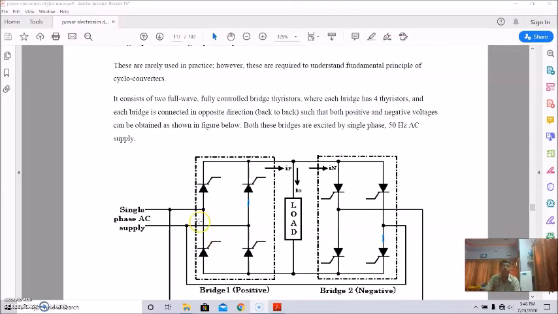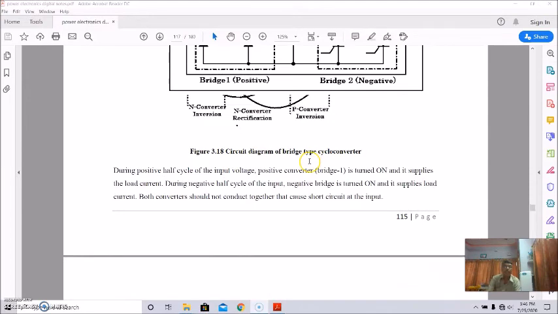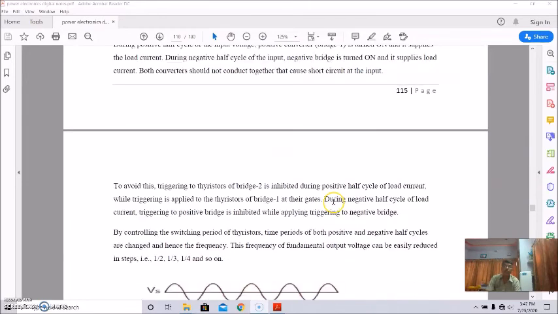Okay. So as I told you, it consists of two back-to-back single phase fully controlled converters, and both these bridges are excited by the single phase 50 Hz AC supply. During positive half cycles of the input voltage, the positive converter, bridge 1, is turned on and supplies the load current. During negative half cycles of the input, the negative bridge is turned on and supplies the load current. Both converters should not conduct together, as that would cause a short circuit at the input.